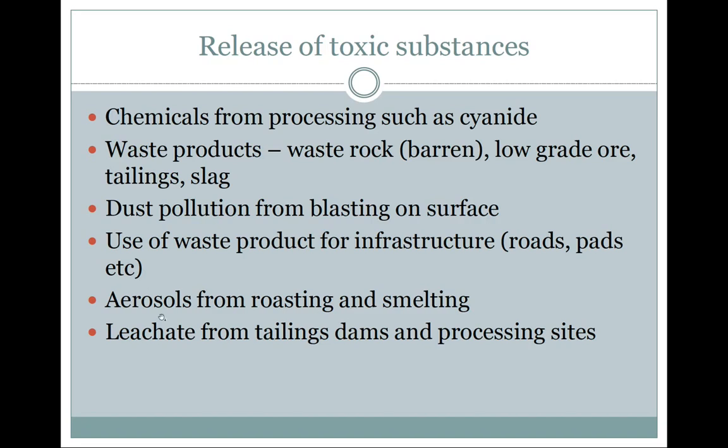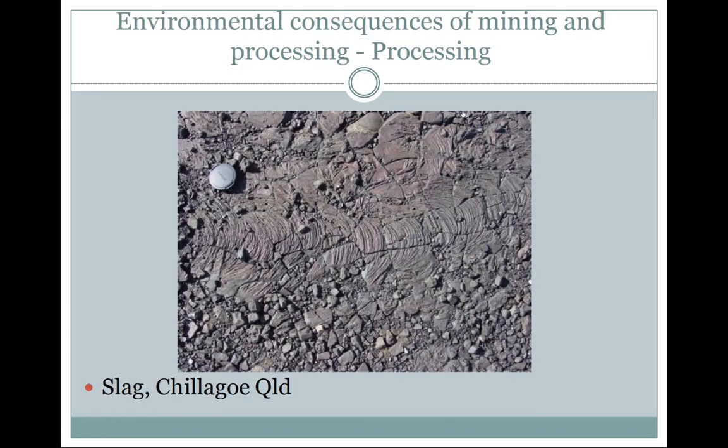We might get aerosol released from roasting and smelting processes. The big chimneys are pulling out chemicals, pollutants into the ecosystem, and we might also have leachate from tailing dams and processing sites. So a variety of aspects to the environmental degradation.